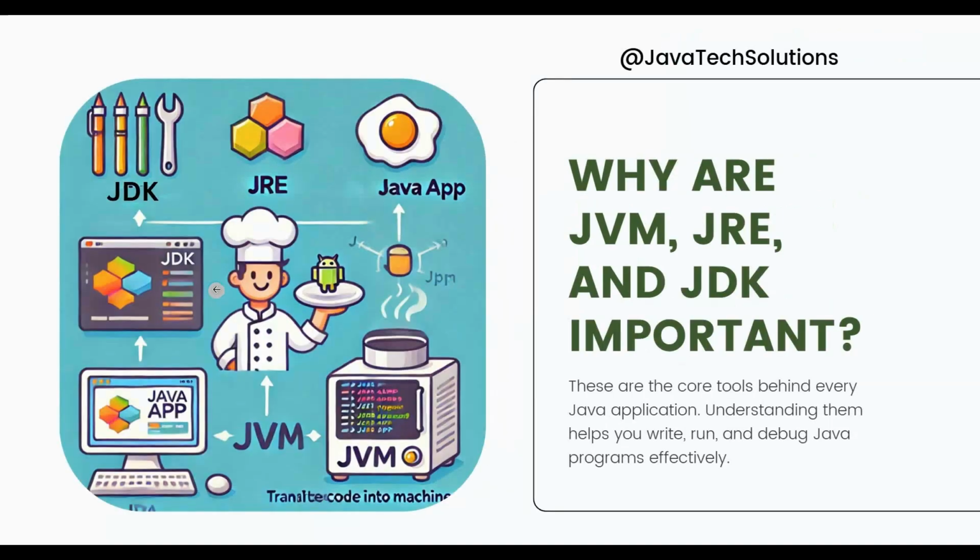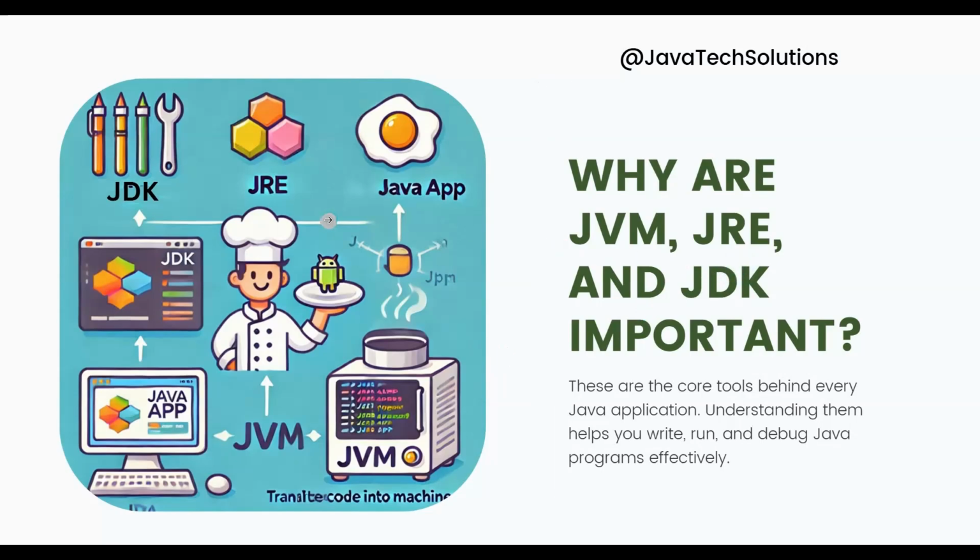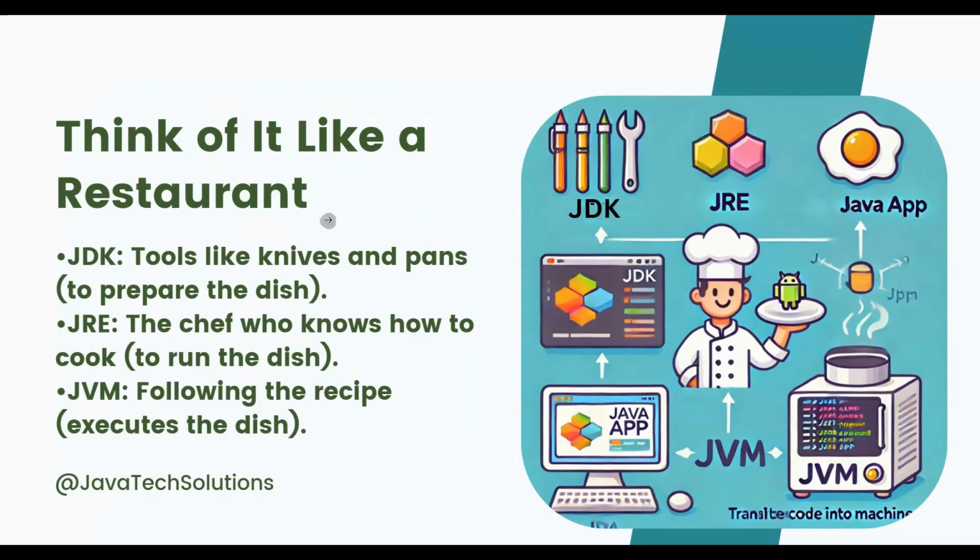Okay, so now we are going to understand why JVM, JRE and the JDK are important. These are the core tools behind every Java application. Understanding them will help you to write, run and debug Java programs effectively. Next, we will talk about how these are connected and how they work.